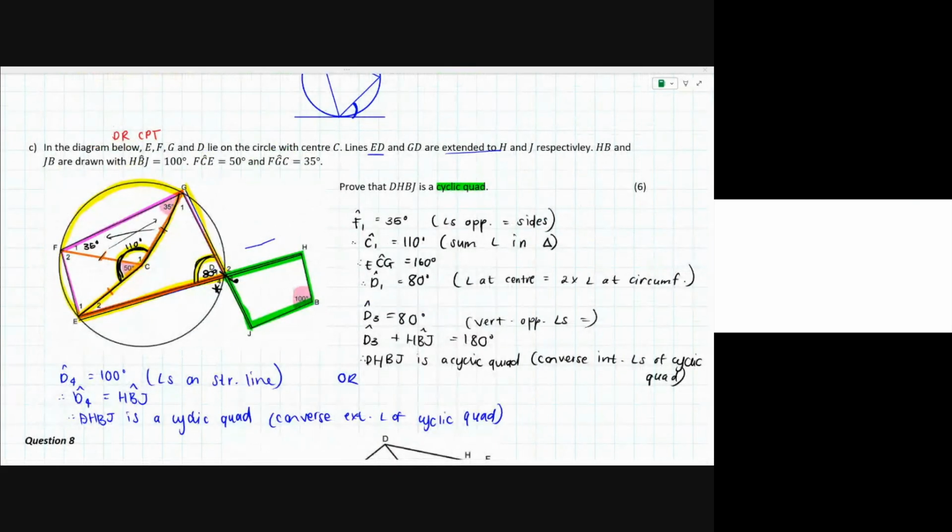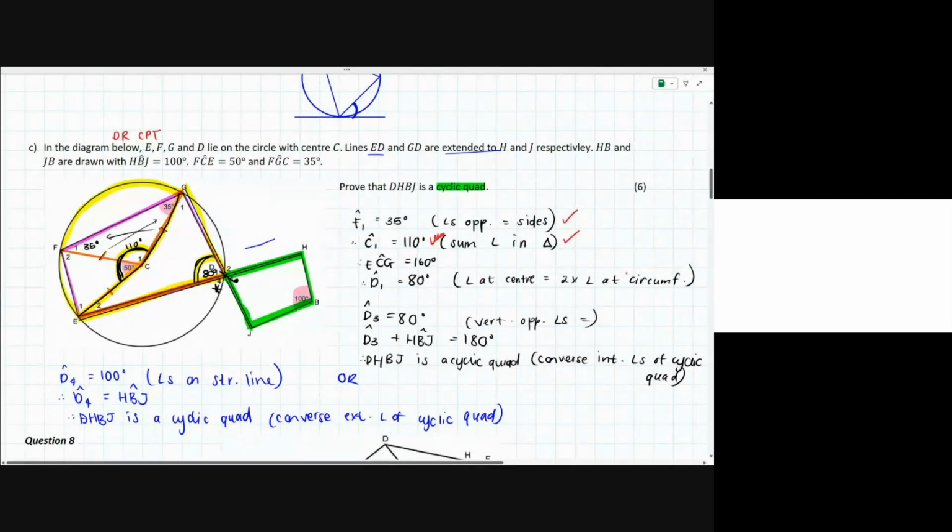Alrighty, so I suppose I have to do mark allocations. I always forget mark allocations. You can take a screenshot, but if you do want the mark allocation, this was a 6 marker. C1 is 110. F1 is 35 degrees because of angles opposite equal sides. C1 is 110, sum of angles in a triangle.